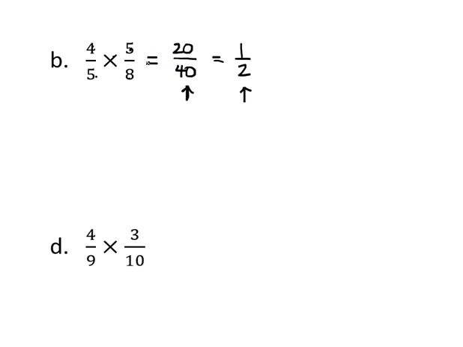The next question is 4/9 times 3/10. I take my numerators and multiply them. 4 times 3 equals 12. 9 times 10 equals 90. So 4/9 times 3/10 is 12/90.